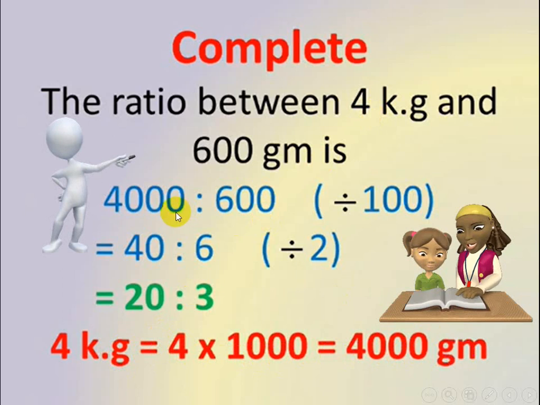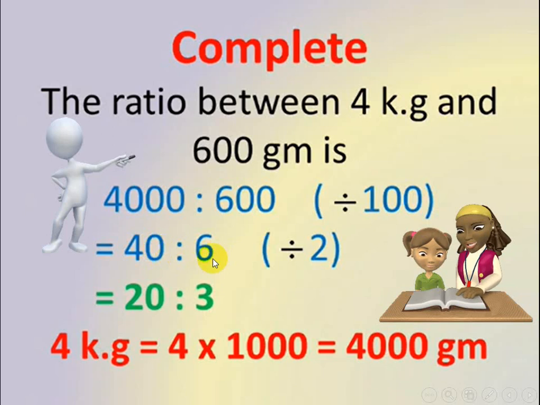I write the ratio now. 4000 grams to 600 grams. You know, 4000 and 600 are divisible by 100. So I'll write divided by 100. 4000 divided by 100 equals 40. 600 divided by 100 equals 6.